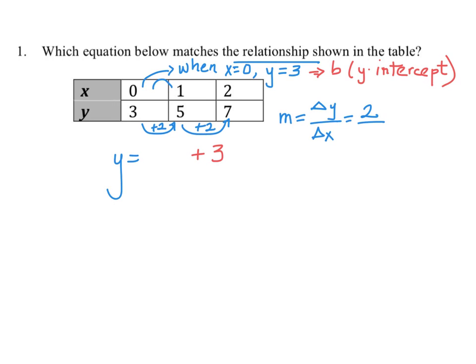The change in x is from 0 to 1 and then from 1 to 2. It's adding 1 each time. So your slope is 2 over 1. We will write the equation as y is equal to 2x plus 3. Now you try question number 1 on your homework assignment sheet.